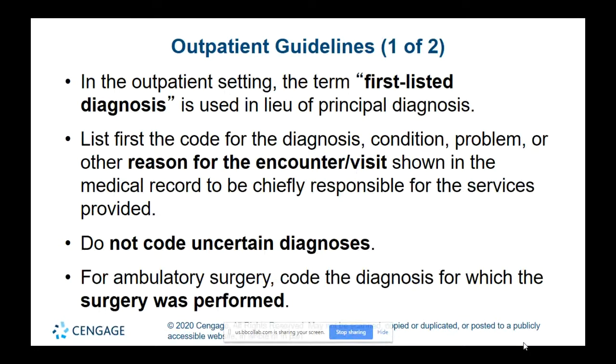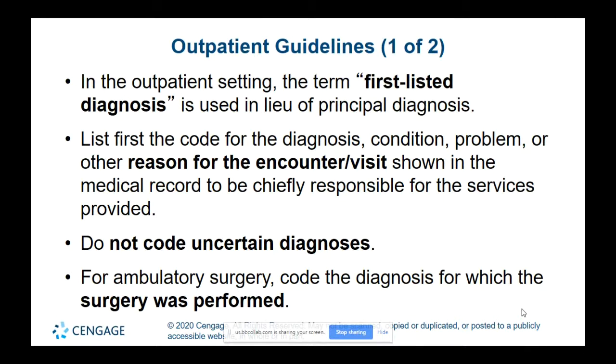In the outpatient setting, they don't use principal diagnosis, they use first listed diagnosis. So that makes a little more sense. You list it first listed versus principal, but it's the same concept. They just call it something different in outpatient. With outpatient, you list first the code for the diagnosis, the condition, the problem, or the reason for the visit as being chiefly responsible. So the condition that is why they showed up through the door, you're going to always list that as the first diagnosis.